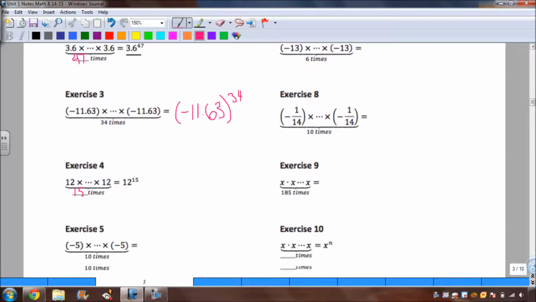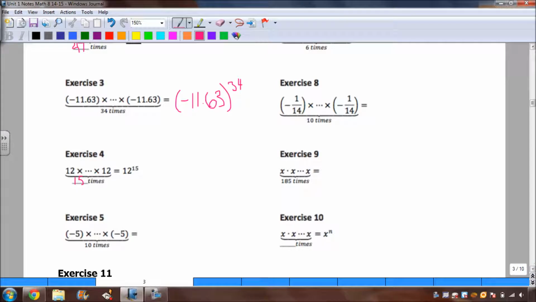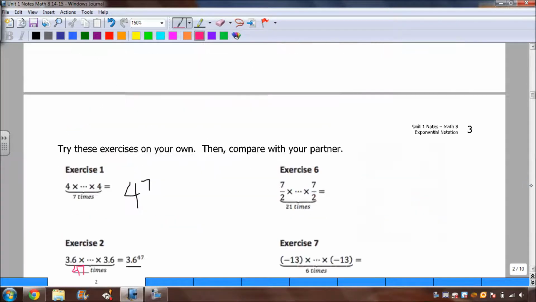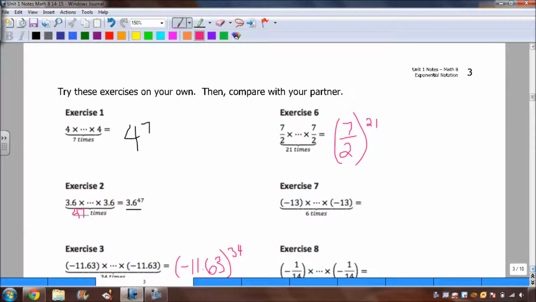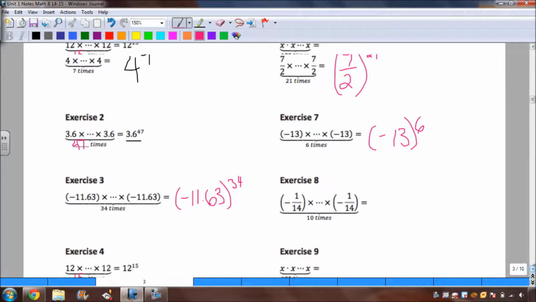And number 5, negative 5 is being multiplied by itself 10 times, so it's going to be negative 5 to the 10th power. Parentheses are absolutely necessary for that question. And number 6, 7 halves is being raised to the 21st power. Again, you must have parentheses to indicate the whole thing is being raised to the 21st power. And number 7, negative 13 is being raised to the 6th power. Parentheses are necessary. In number 8, you should get negative 1, 14th, all raised to the 10th power.